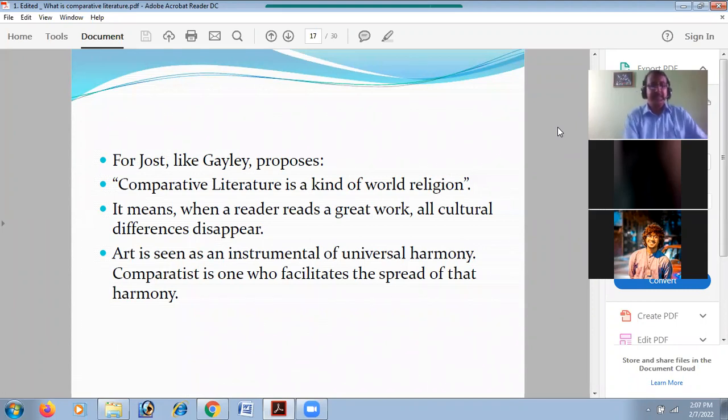It means that when a reader reads a great work, all cultural differences disappear. Why? Jost said it. That means you will be reading a French text, I will be reading a Russian text. When I read that text, I will be involved in the text so quickly and so easily that I will not be understanding the cultural difference. So no cultural difference is there when a reader is reading a text. A text is itself a text.